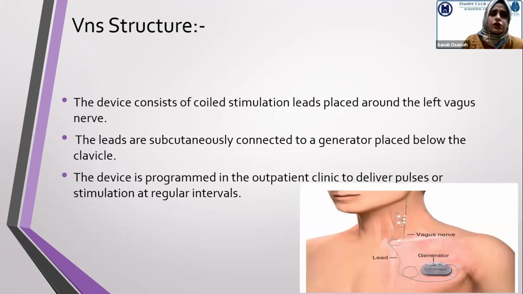So let's see the structure. The structure of this therapy consists of a generator and the leads. We can see the electrode leads here, and we make a connection subcutaneously between the upper incision and the lower incision. In the outpatient clinic, we deliver the pulses and program the device, also in connection with the neurological team.